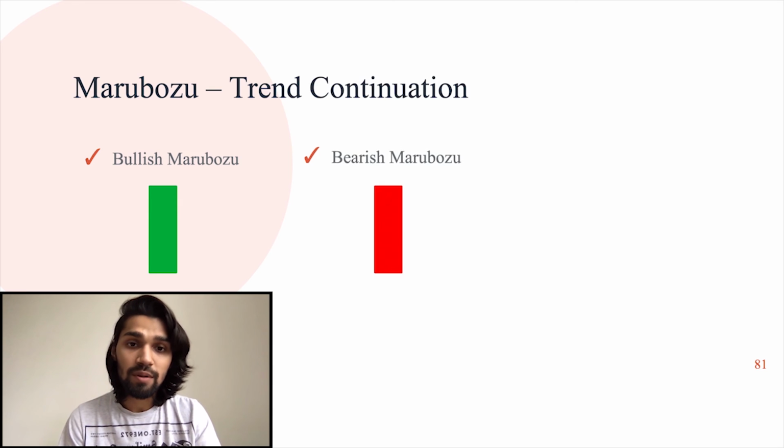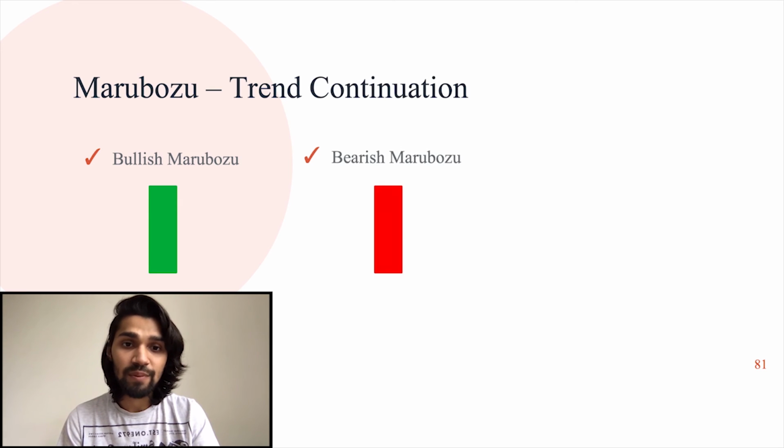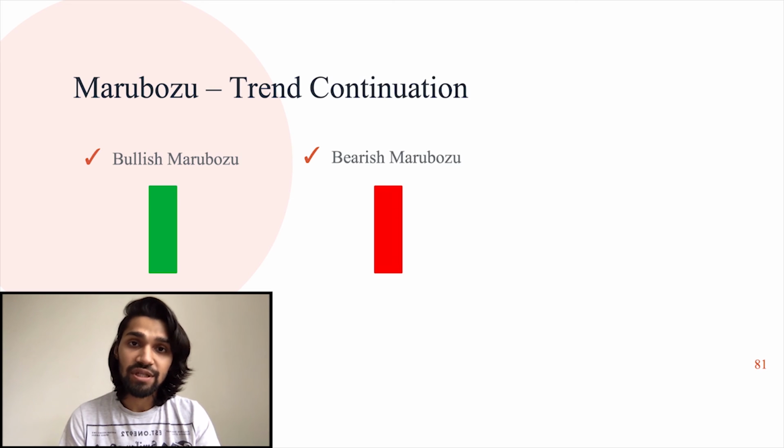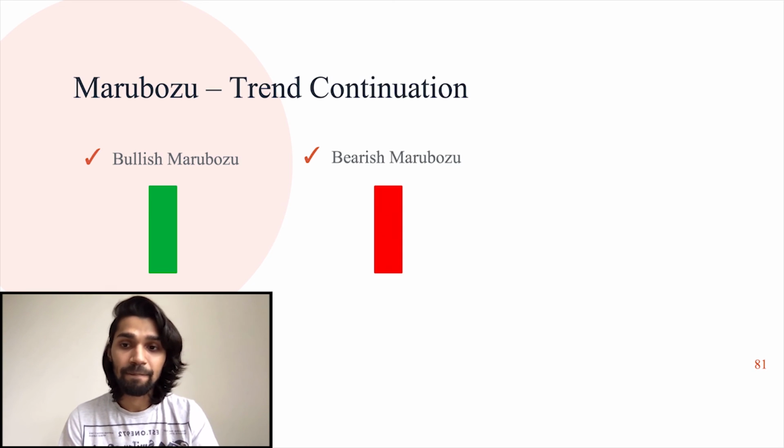Talking about the bearish Marubozu, the opening price would be equal to the high of the red candle. The closing price would be equal to the low of the red candle. If a bearish Marubozu takes place, it suggests that the next candle would also be red, or the next few candles would also be red.